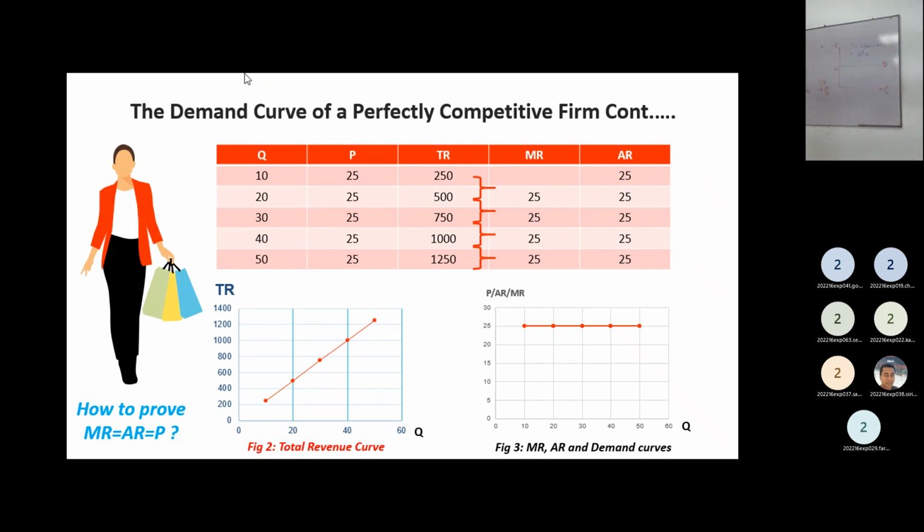Then you could see this is your total revenue. How do you calculate your total revenue? Simply price multiplied by the quantity. Your total revenue is 250 to 1,250. So those are very basic things. Thereafter, you have something called MR and AR. What do you mean by MR? Your marginal revenue.